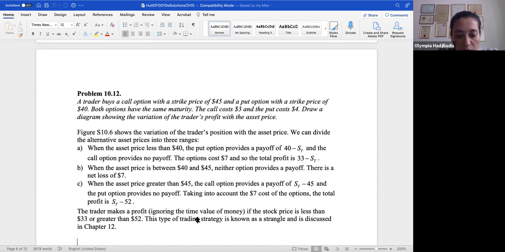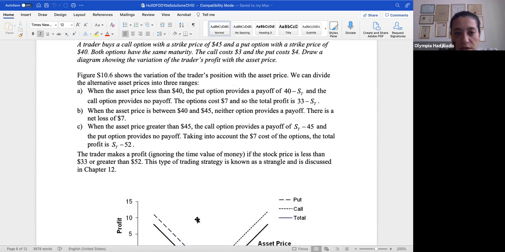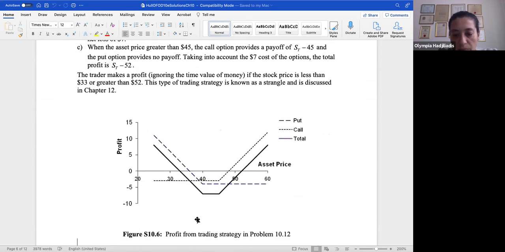So figure S10 actually shows the variation of the trader's position with the asset price. So we have basically a put and the call. They are struck at different prices, as you can see. This one is at 45, this one is at 40. And so the sum of these two makes this payoff, as you can see.